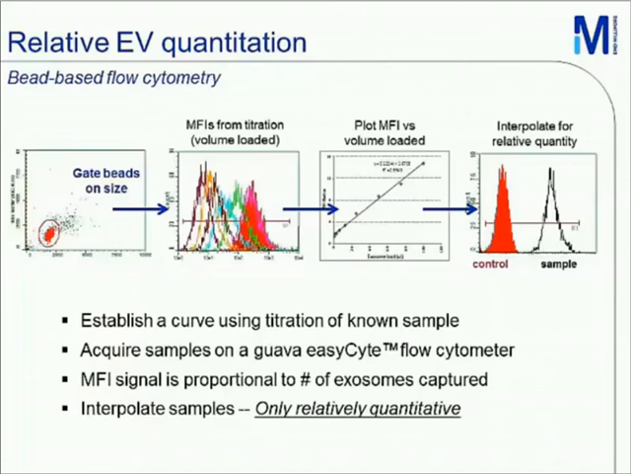The histogram overlays show the results of just such a titration. Samples with higher concentrations of labeled EVs had beads with higher MFI signals. The mean fluorescent intensity values from the titration were used to establish a curve, where MFI signal is proportional to the number of CD63 positive EVs captured. Interpolation from the curve allowed me to determine the relative concentration in a given test prep.